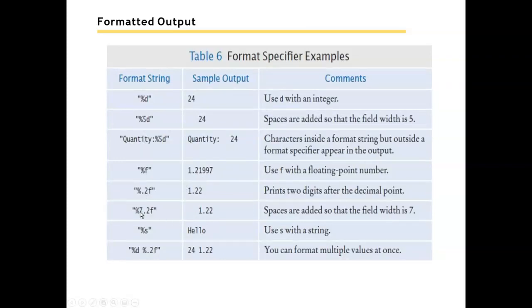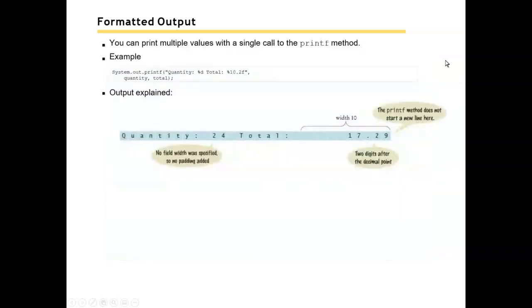2 digits after, total of 7 with 2 on the right. Use a string, and you can format multiple values at once. You just trail them in the print line statement.